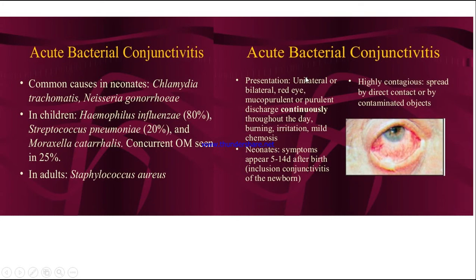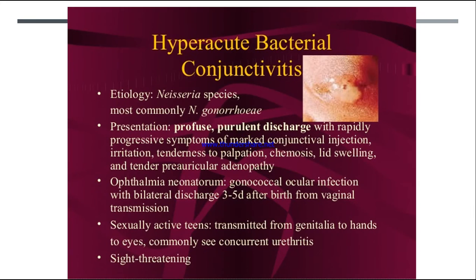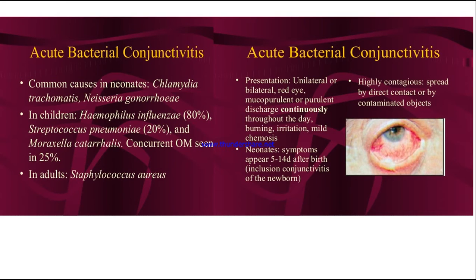First, it is unilateral or bilateral, meaning one eye or the other, or both eyes are affected. The patient will have redness of the eyes and mucopurulent discharge continuously throughout the day. So the discharge will be mucopurulent, a combination of mucus and pus. Then there will be a burning sensation in the eyes, irritation, and mild chemosis.